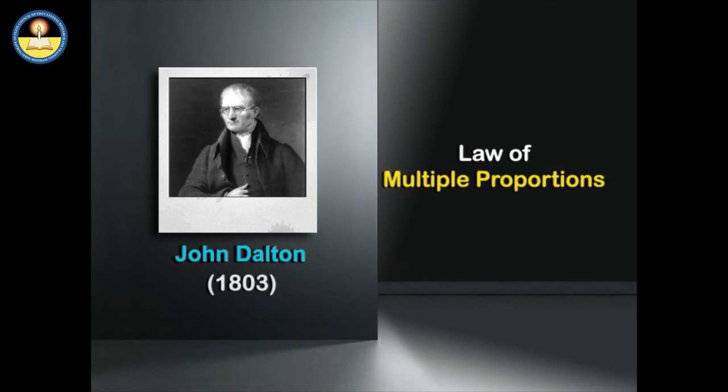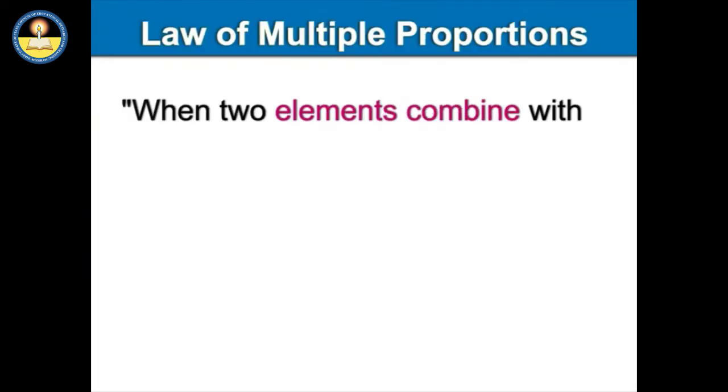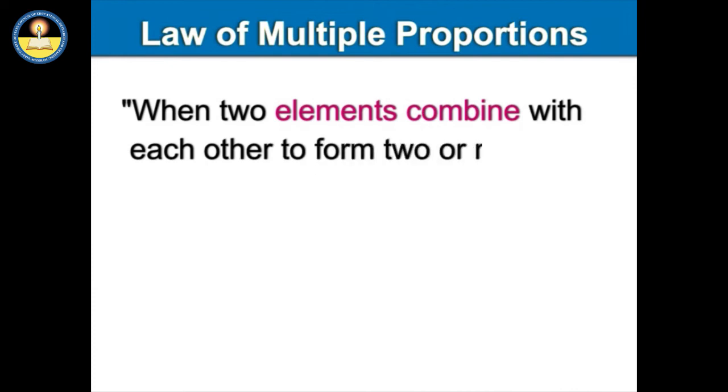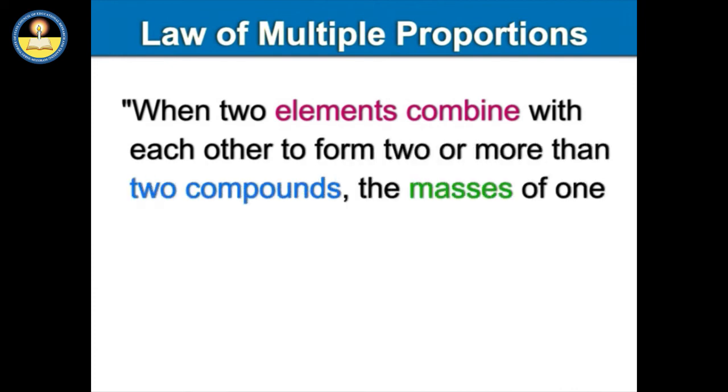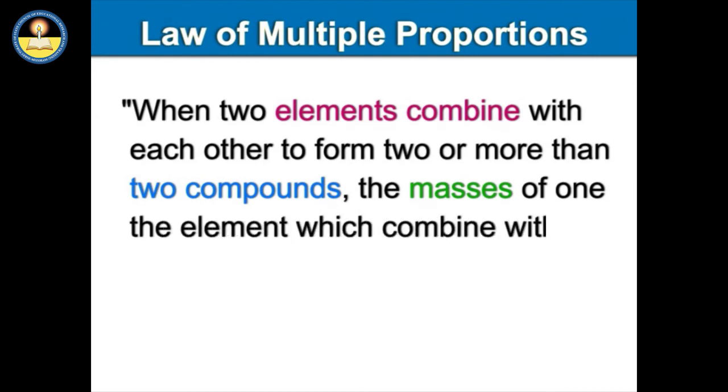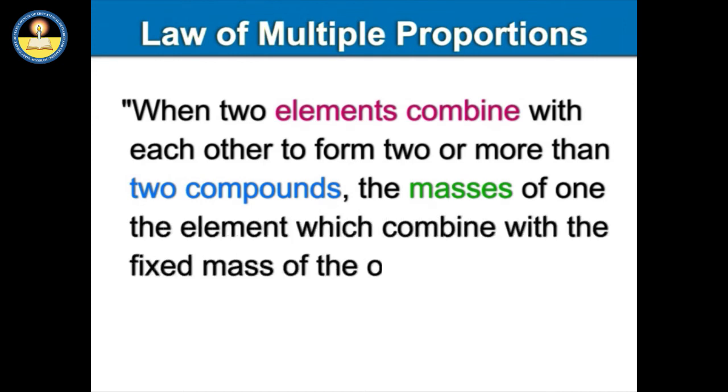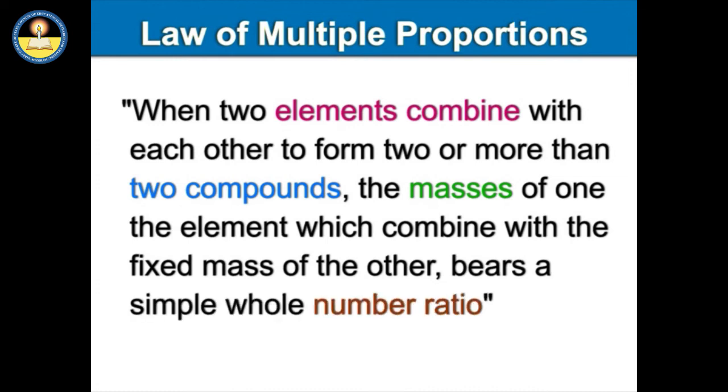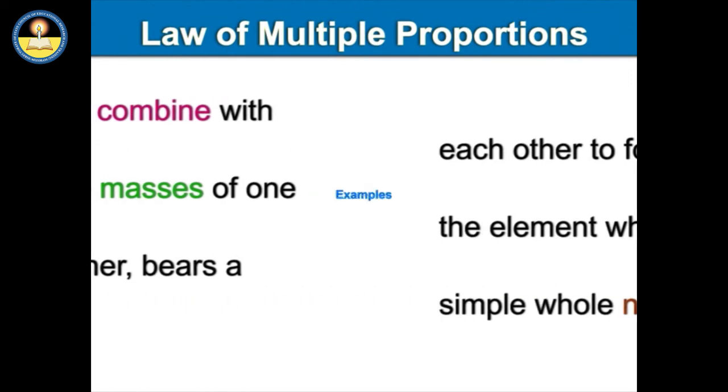Law of multiple proportions. Stated by John Dalton, 1803, when two elements combine with each other to form two or more than two compounds, the masses of one of the elements which combine with the fixed mass of the other bears a simple whole number ratio.